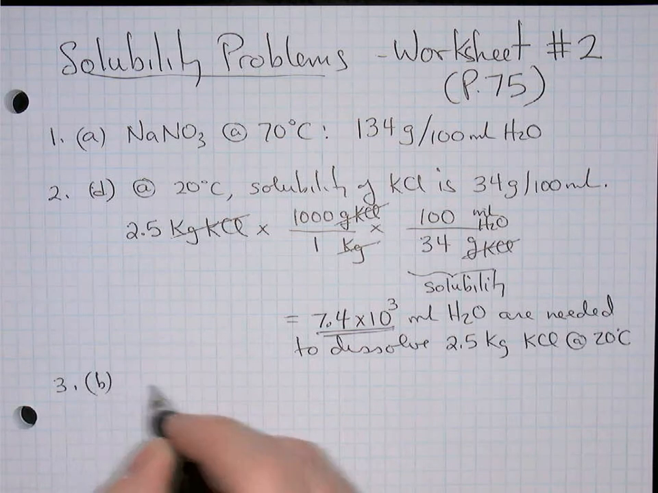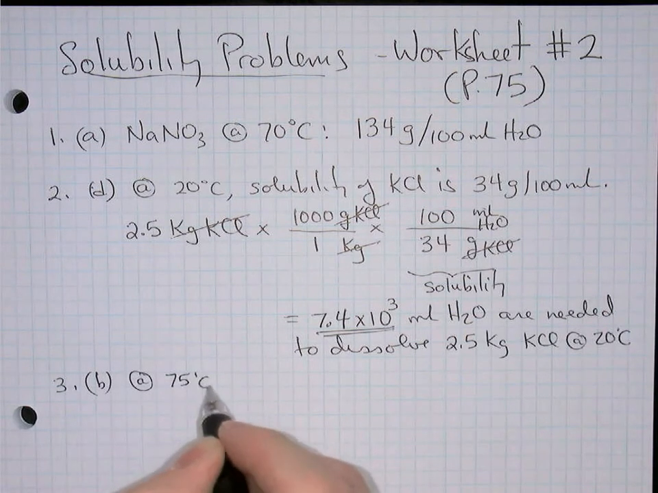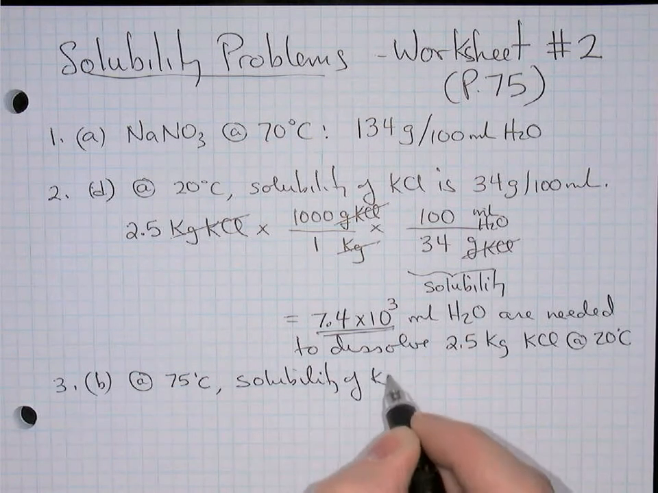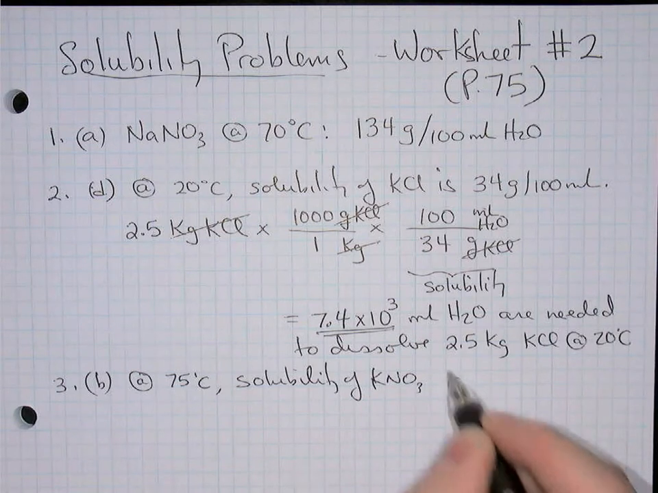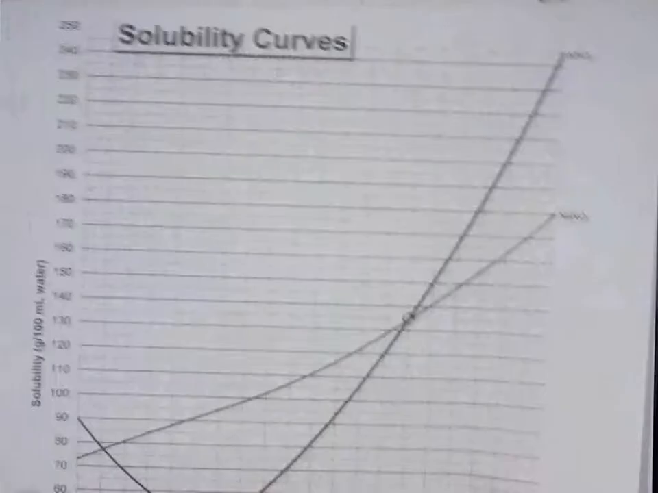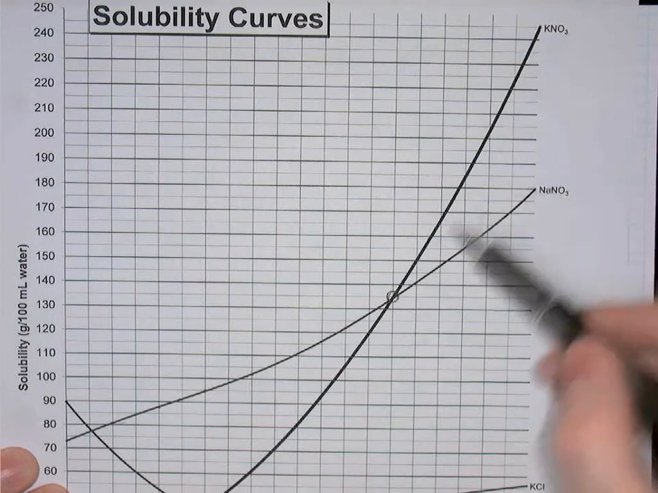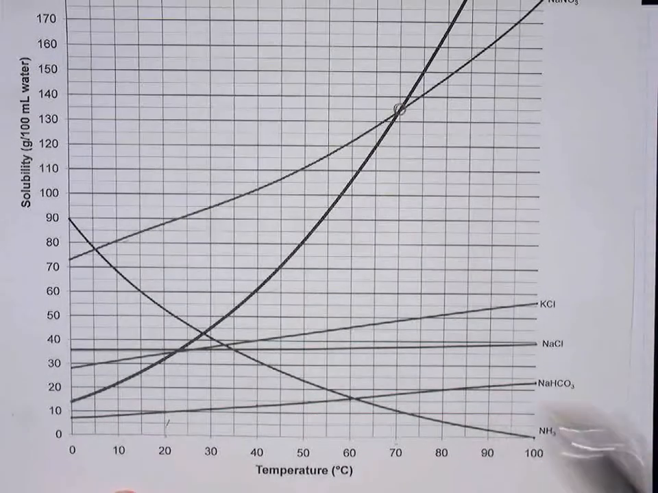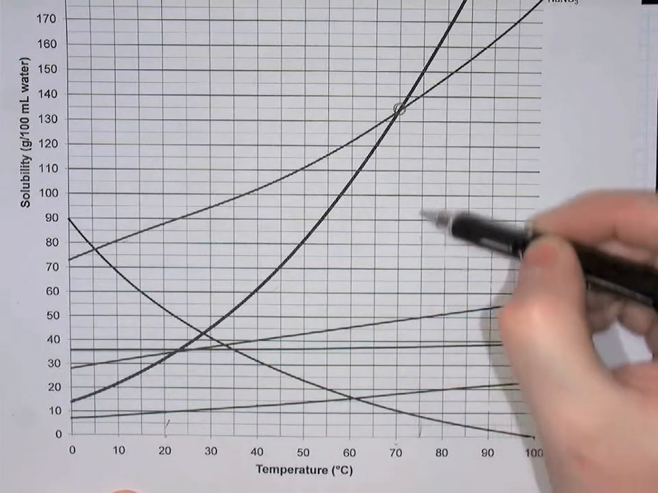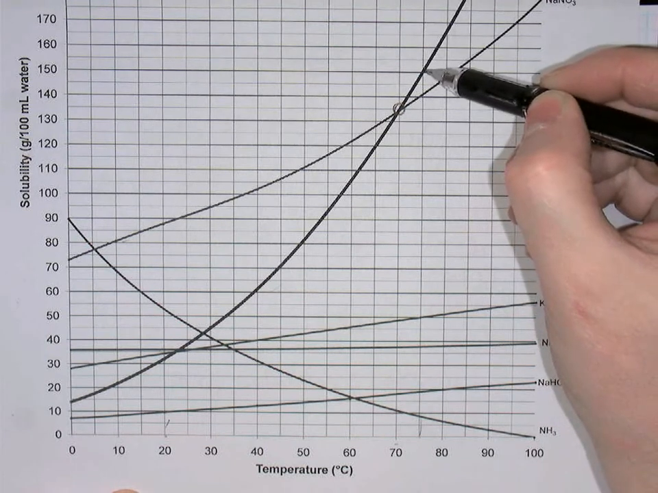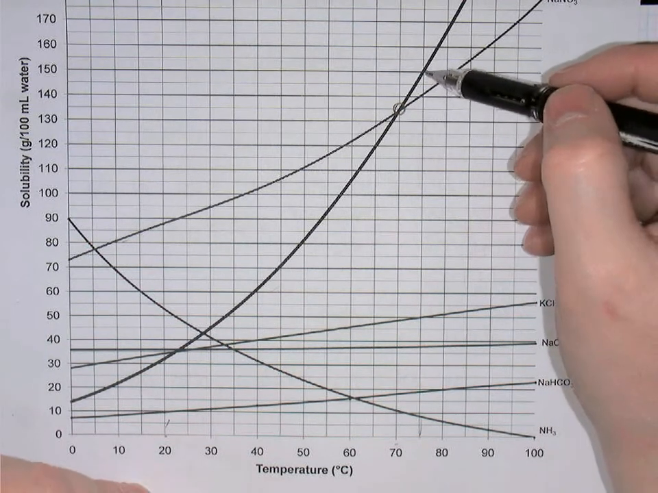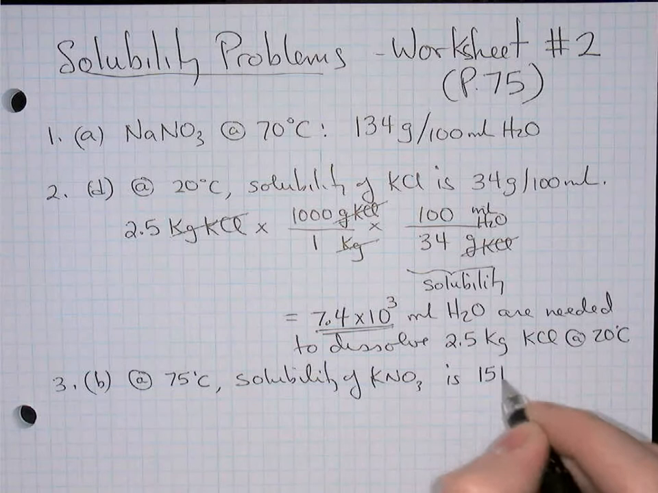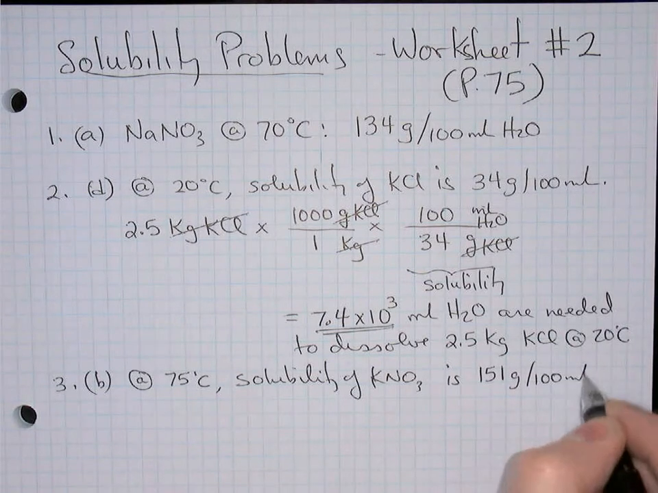So this is part B. At 75 degrees Celsius, the solubility of potassium nitrate, KNO3, is, and I'll grab my solubility graph. Potassium nitrate is this curve that drops dramatically, and 75 degrees Celsius, so here we are at 75, we go straight up to that graph. It looks to be just a little bit more than 150, so I'll say about 151 or 152. I'll pick 151 grams per 100 milliliters.